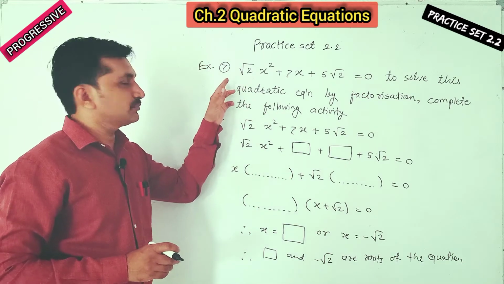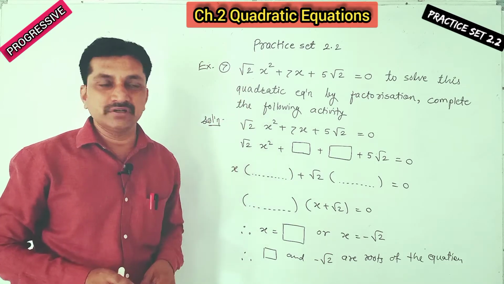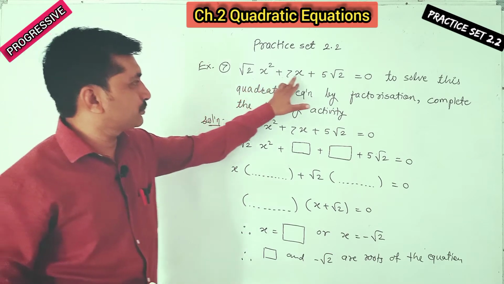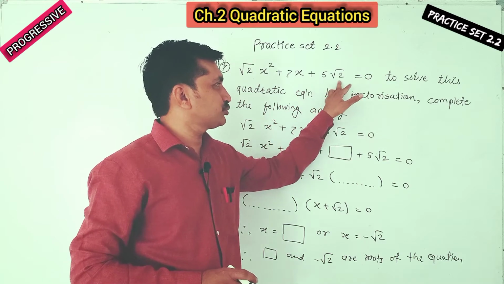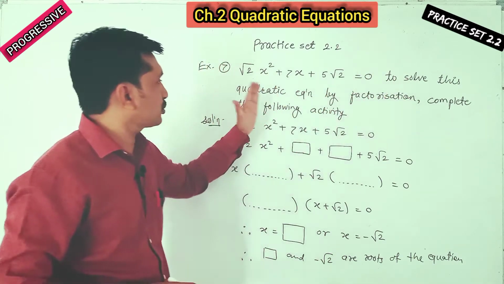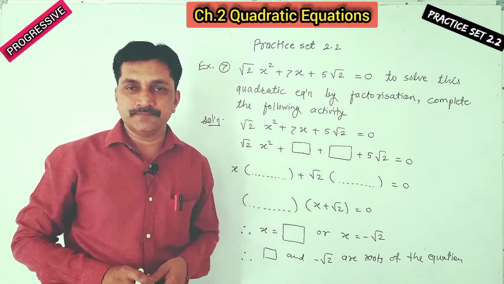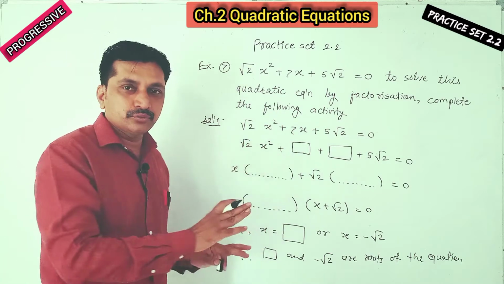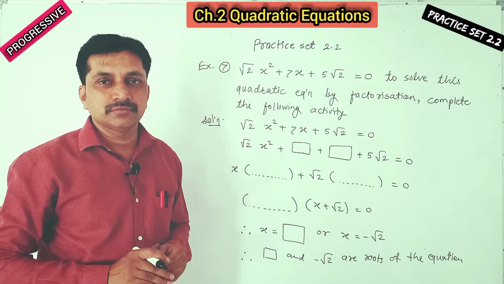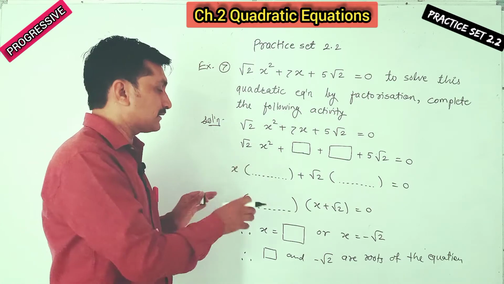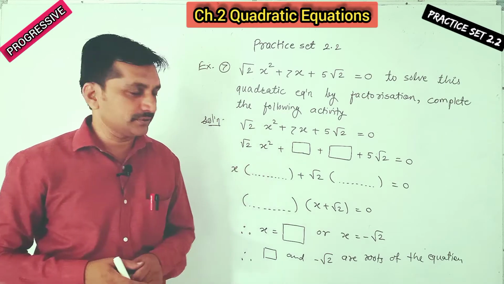Example number 7 is based on an activity. The equation is square root of 2 x square plus 7x plus 5 square root of 2 is equal to 0. To solve this quadratic equation by factorization, complete the following activity. The solution is already given, we only have to fill in the blanks. If some steps are missing, we do them in rough and then fill the boxes only.